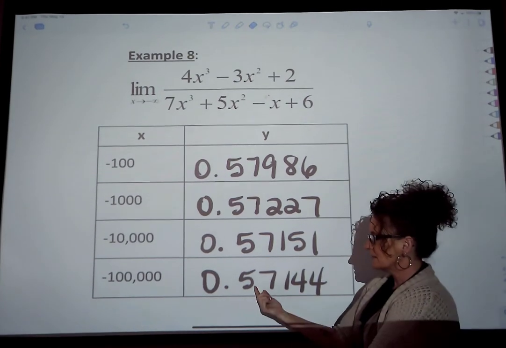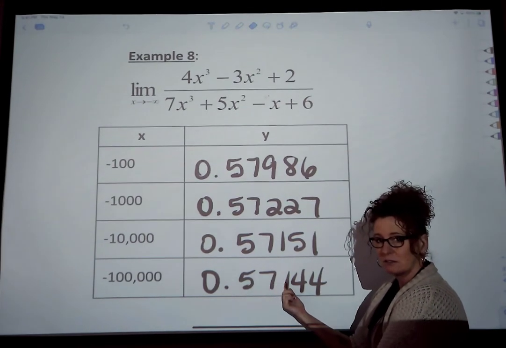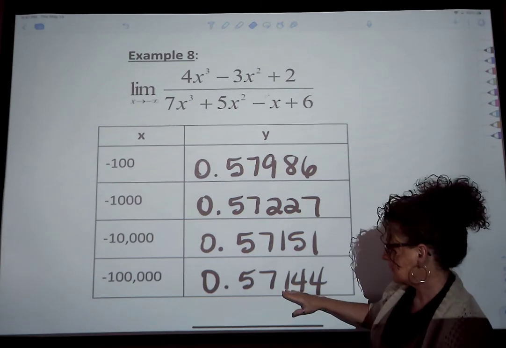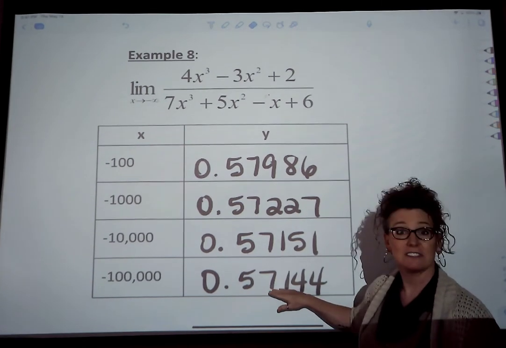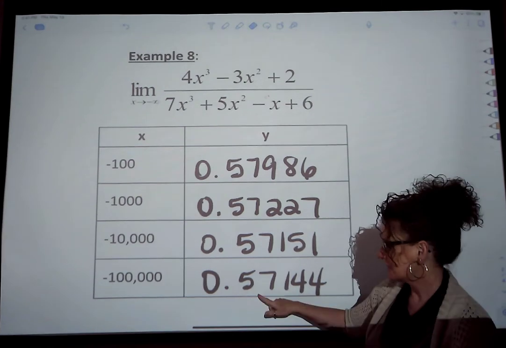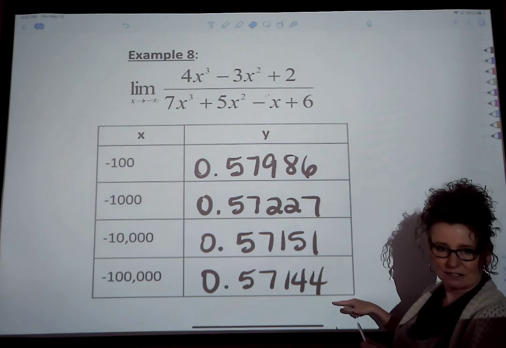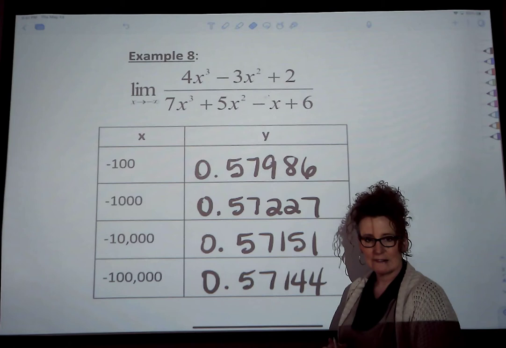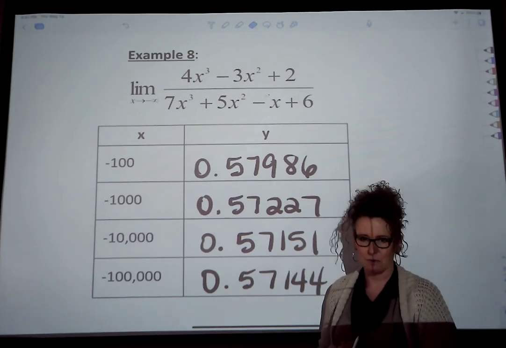I mean, do you really think it's headed toward 0.571? Do you think maybe it's headed toward 0.5710? Or maybe it's headed toward 0.5700? Maybe it's headed toward 0.57140 or 0.57129, you know? I think that's kind of hard to say. I don't know. I can't answer that with very much confidence.